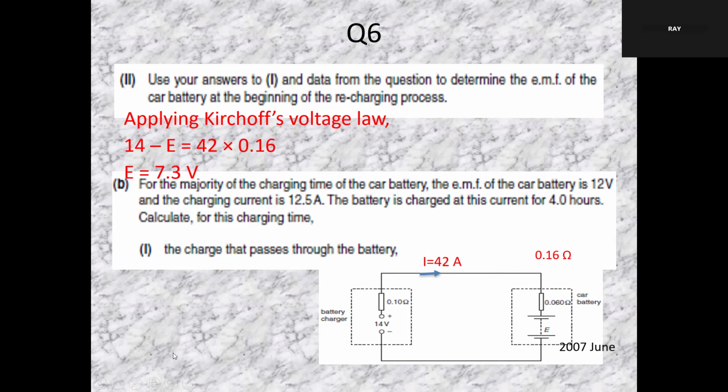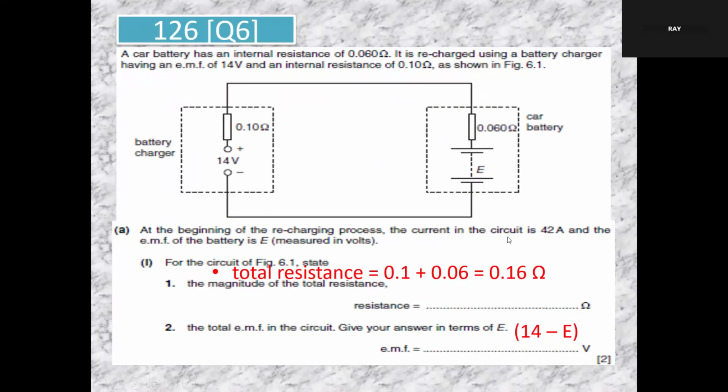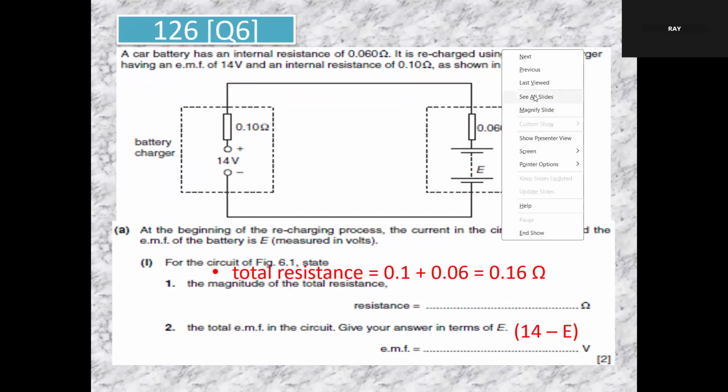If it's in the same direction, you add on. Is it because E is traveling anti-clockwise and 14 is traveling clockwise? Oh, okay. So you choose clockwise as positive, then anti-clockwise must be negative. Then where was the current given? The current is given in the beginning of the question there. Oh, okay, okay. Yeah, that's all.